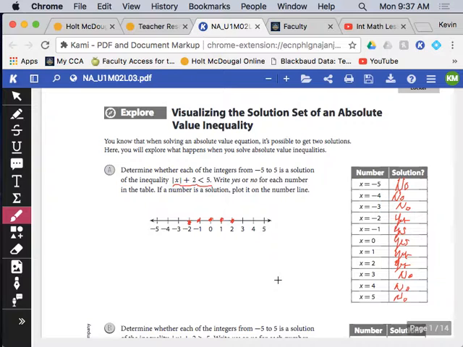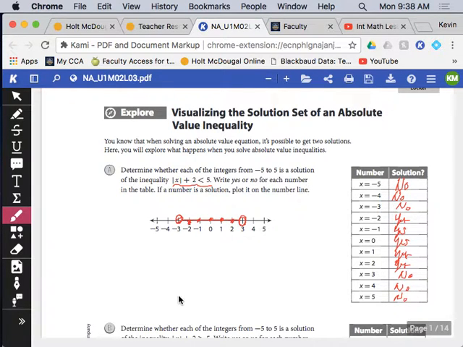So 3 is excluded. How do I show that on my number line? What do I do if something is excluded on this number line? Do I put a closed point? No, an open point. And what about -3? Should I put a closed point there? No, I should put an open point. You guys get the idea? So this is my solution. Not just these specific integers, but all the points up to -3 and +3, but excluding those.